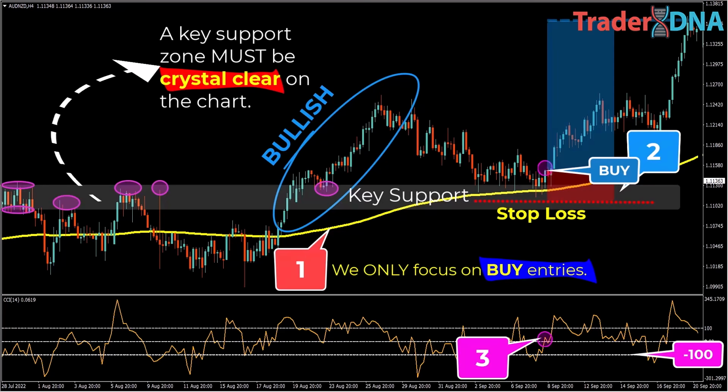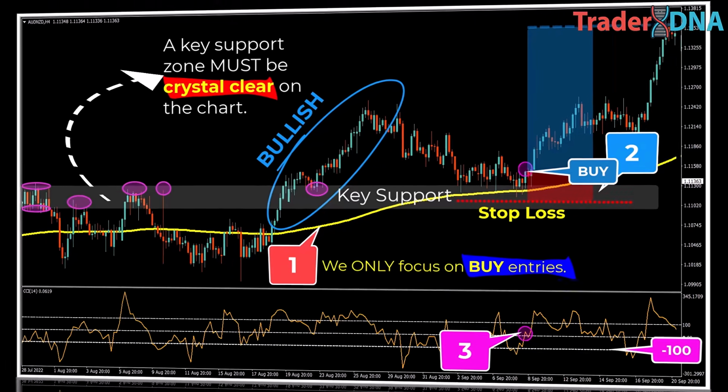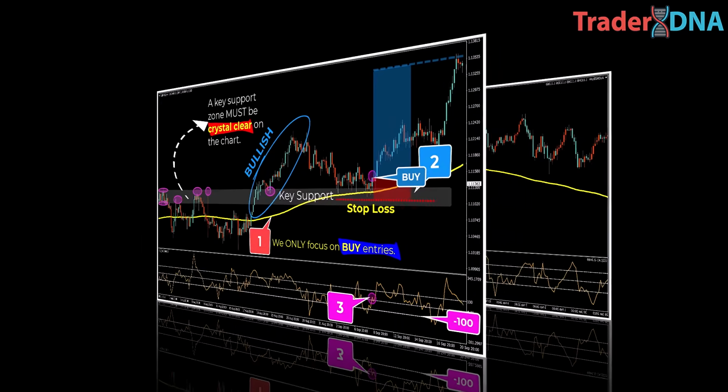And don't worry, because I'm not stopping here. I'm about to show you the flip side. The high probability sell setup you absolutely need to master. And once you get both of these down, you'll be on your way to maximum trading success.